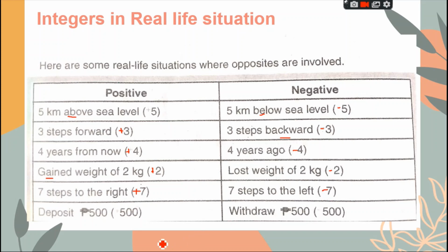And the last one, when we say deposit 500, we are adding. That means we are adding positive 500. But when we say withdraw, we are getting, meaning we are subtracting 500 or negative 500. Okay, so based on our examples, we relate our lesson about integers.